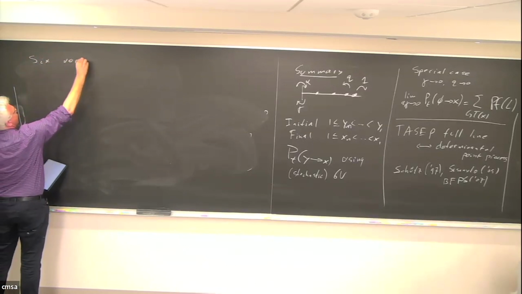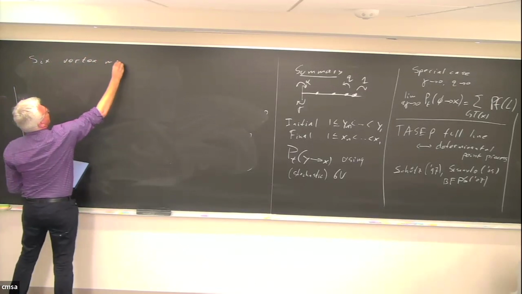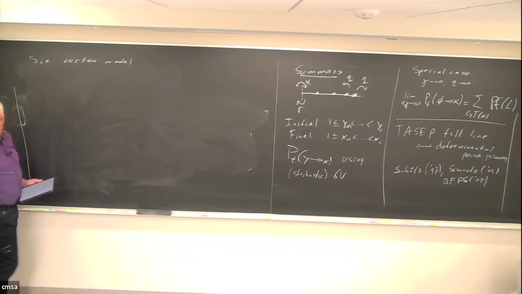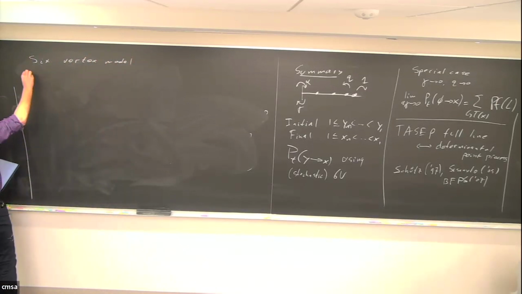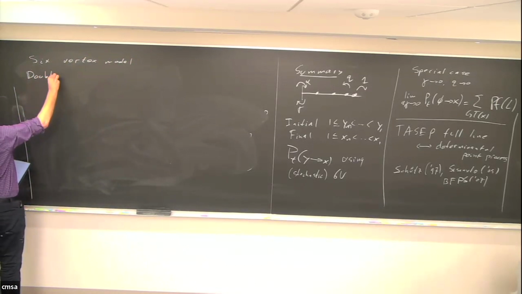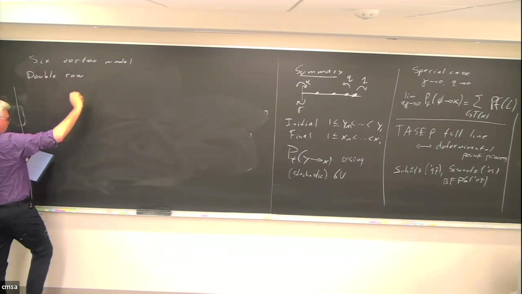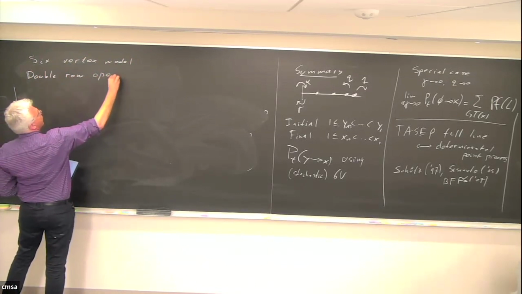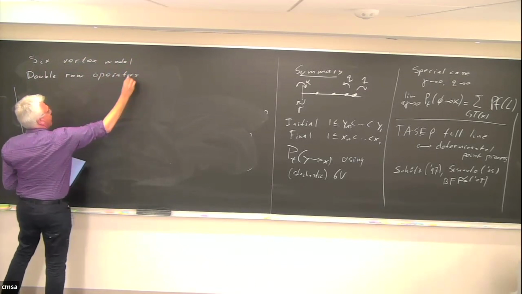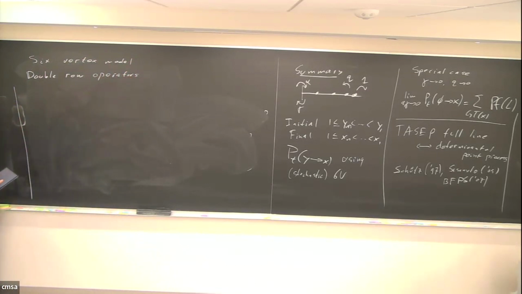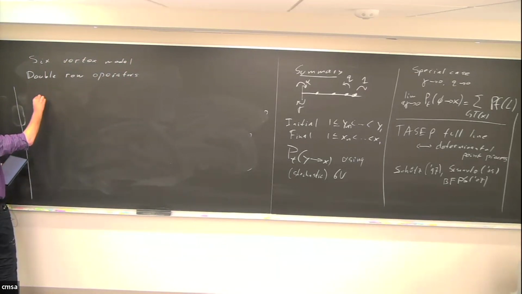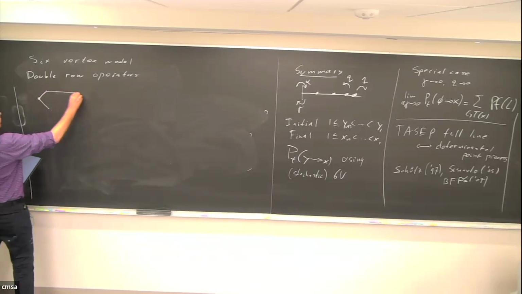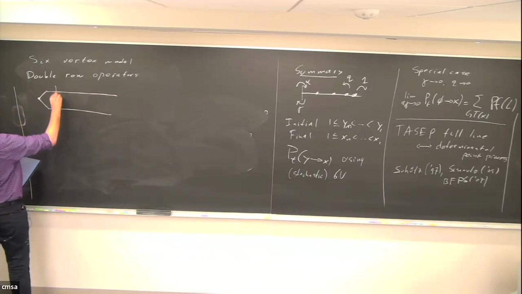Let's start with the 6 vertex model, in one half space, and we'll start with double row transfer matrices or operators. So maybe let me draw the picture first. I'm going to use these sort of pictures.